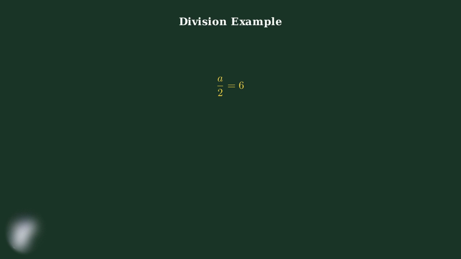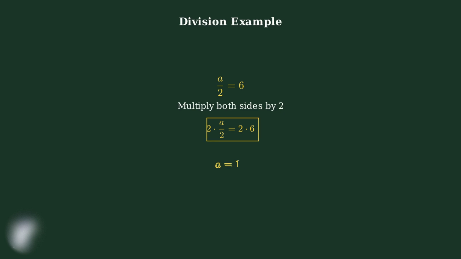Consider the equation a divided by 2 equals 6. Here, the variable a is being divided by 2. To isolate a, we need to undo this division. Since a is divided by 2, we use the inverse operation, which is multiplication. We multiply both sides by 2. This undoes the division and isolates our variable a.